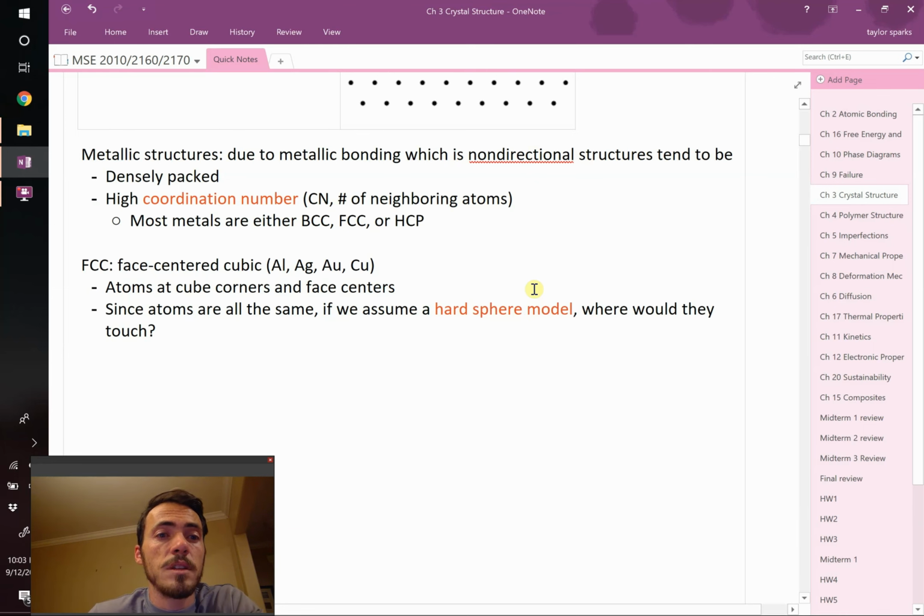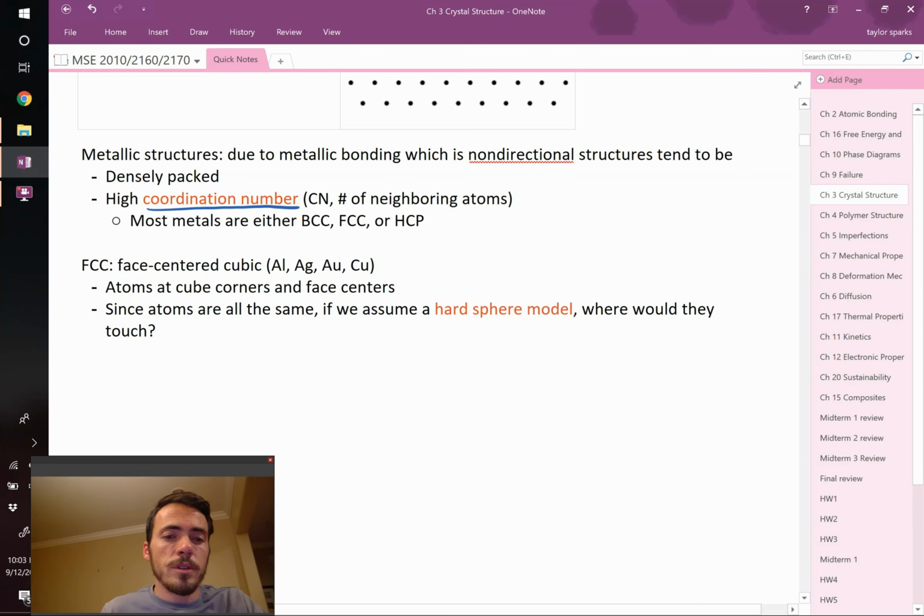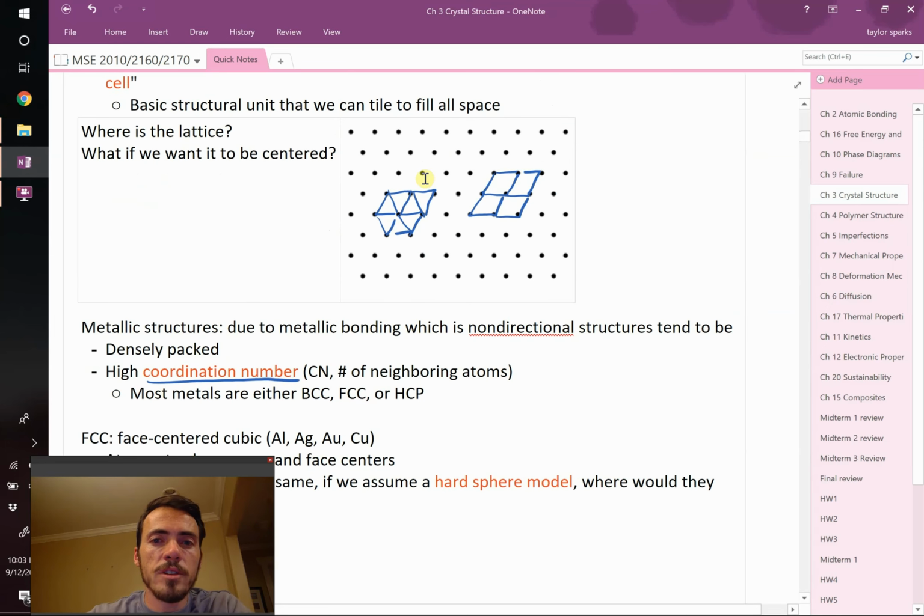These tend to be densely packed with a high coordination number. Coordination number is an important term to know. It is the number of neighboring atoms, right? So if you take an atom, let's go back over here, any one of these atoms, it's surrounded by how many nearest neighbors, right? If this is our atom, how many atoms are located at an equal but closest distance?